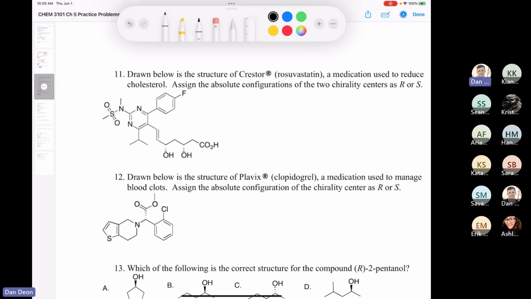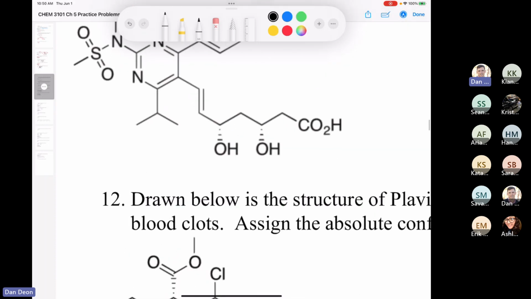All right, we have Crestor again, and it says assign the configurations of the 2 chiral centers as being R or S. So there's this one here that I have highlighted in yellow, and then there's this one I have highlighted in green here. Let's see if we can do the one in yellow first. So we'll draw the hydrogen, which is coming out in front. So the oxygen will be 1, the hydrogen will be 4. This carbon is attached to carbon, hydrogen, hydrogen. This carbon is attached to carbon, carbon, hydrogen. This is my tiebreaker. So this would be group number 2. This is group number 3. I have 1, 2, 3. It's going clockwise, which would be R, but I reverse it because the hydrogen is coming out towards me, and so that's an S carbon.